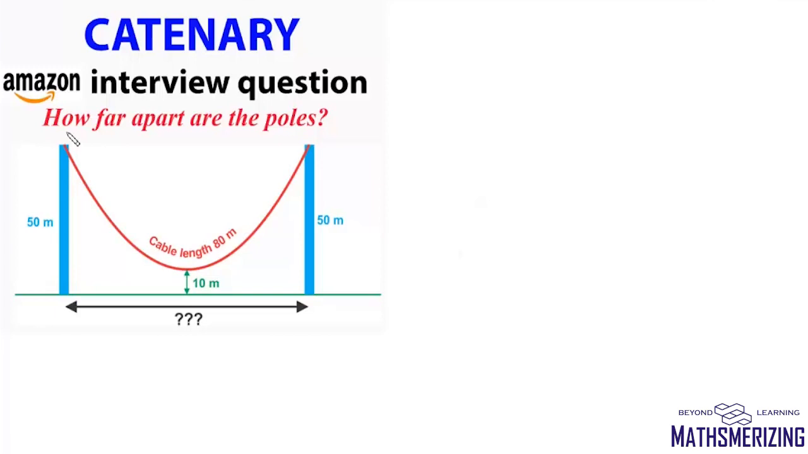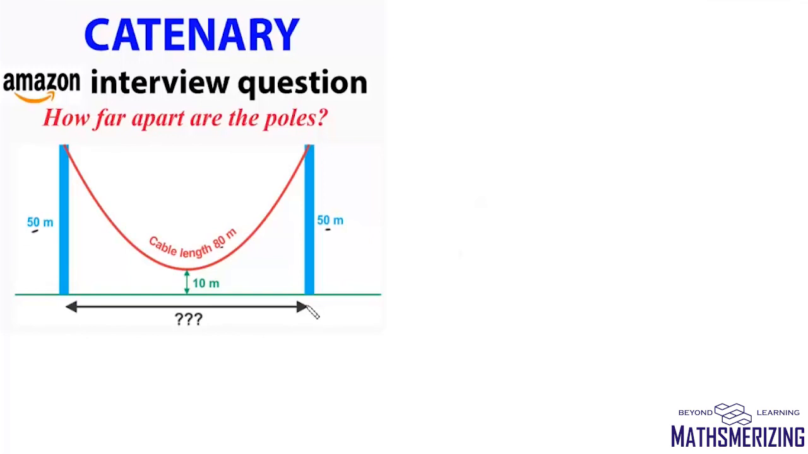One question on catenary that you are likely to come across over the internet is this Amazon interview question, which is: how far apart are the poles? We are given two poles, 50 meters each, and we have this cable hanging from it. The length of the cable is 80 meters, and the height of the minimum point from the ground is 10 meters. We need to find the distance between these two poles.